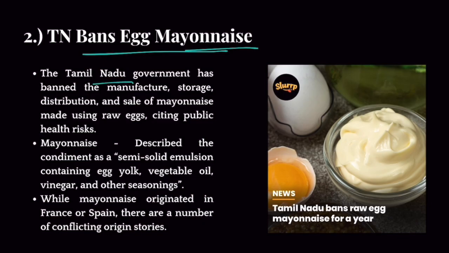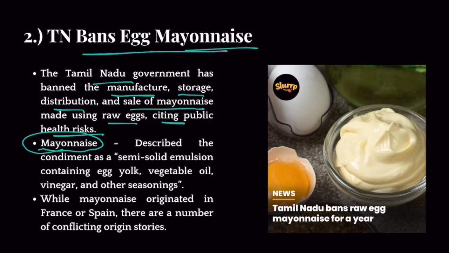The Tamil Nadu government has banned the manufacture, storage, distribution and sale of mayonnaise made using raw eggs, citing public health risks. Earlier, Telangana also did that. Tamil Nadu has banned mayonnaise for 1 year. Now what is mayonnaise? You all must have had this condiment at least once in your life. If you're familiar with fast foods, you would have tasted mayonnaise.